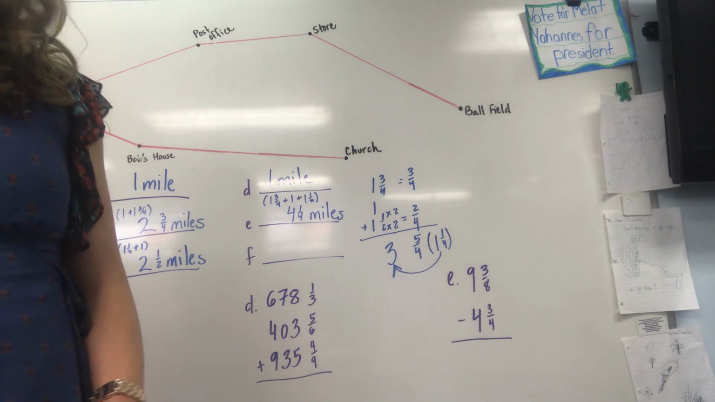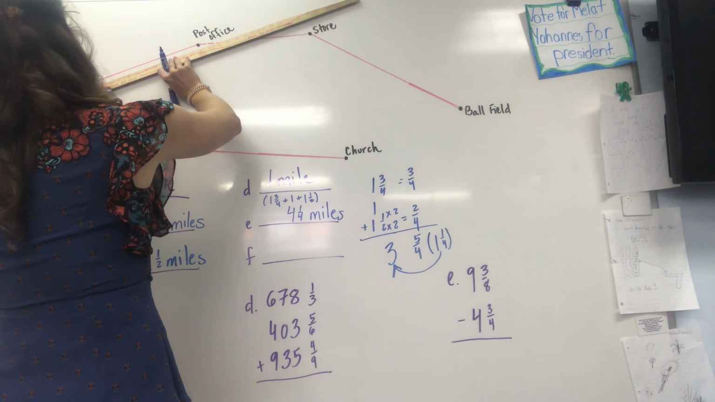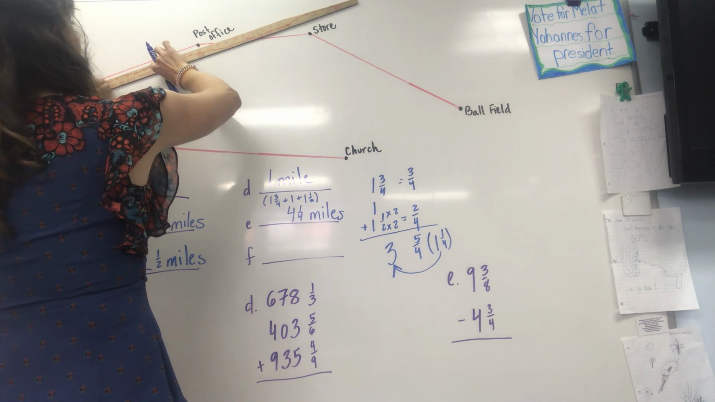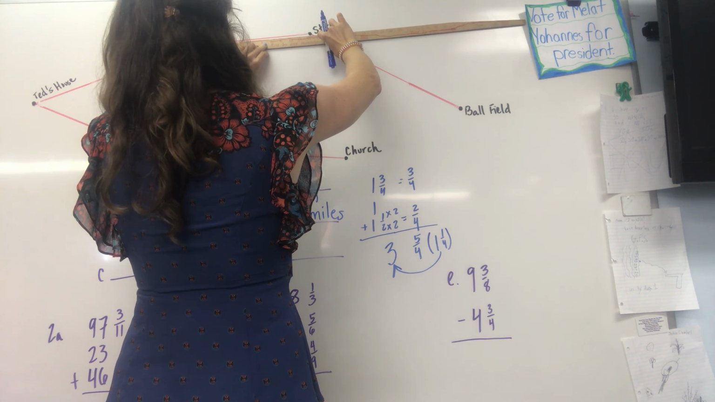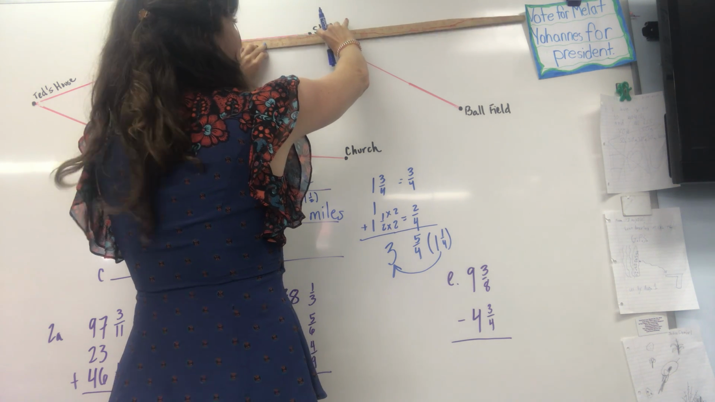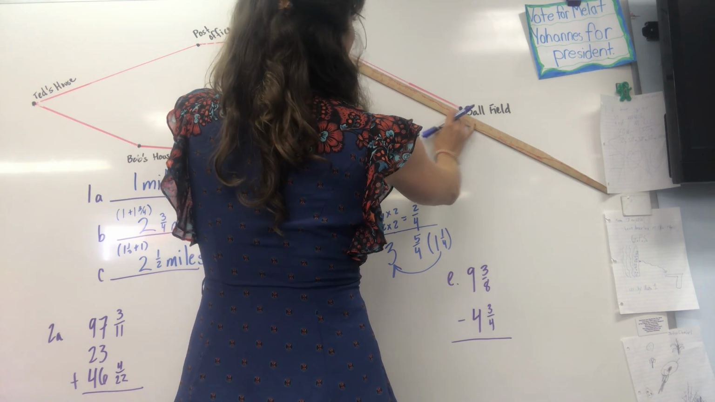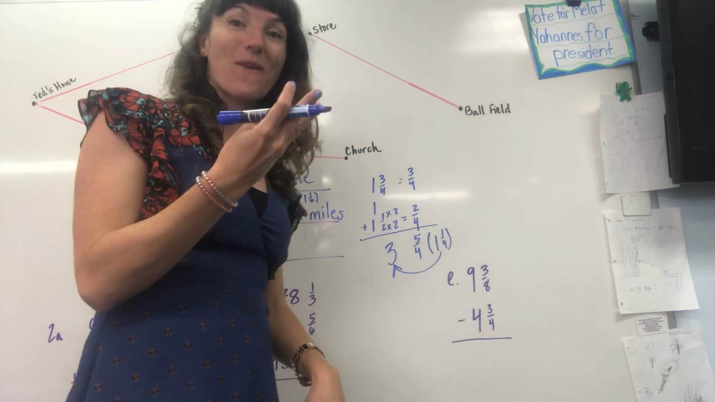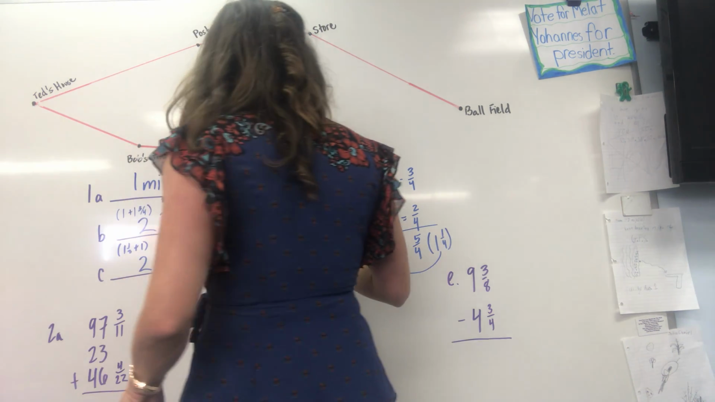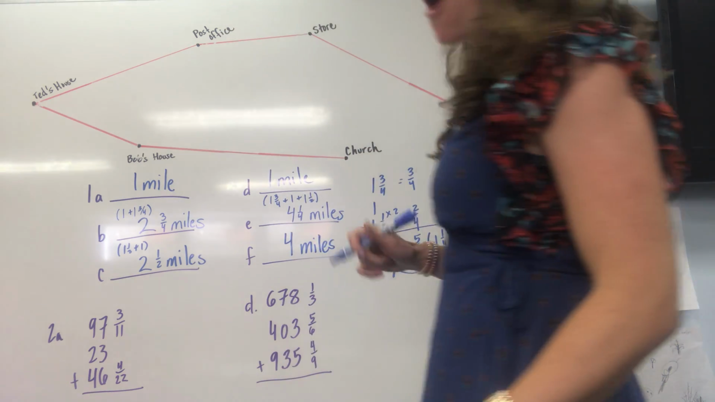Lastly, Ted's house to the ball field. So, Ted's house to the post office, 1.5. Post office to store, 1. 1.5 plus 1 is 2.5. And store to the ball field, 1.5. 2.5 plus 1.5 is 4. 4 miles from Ted's house to the ball field.